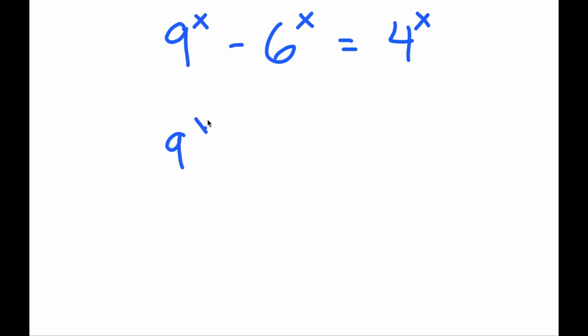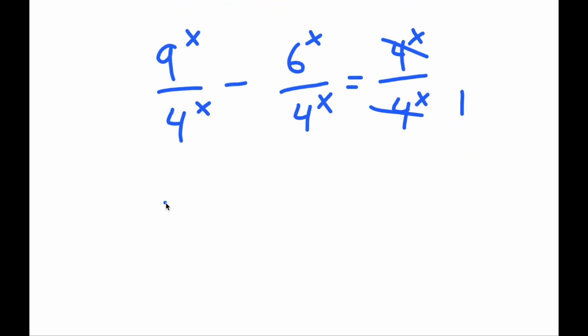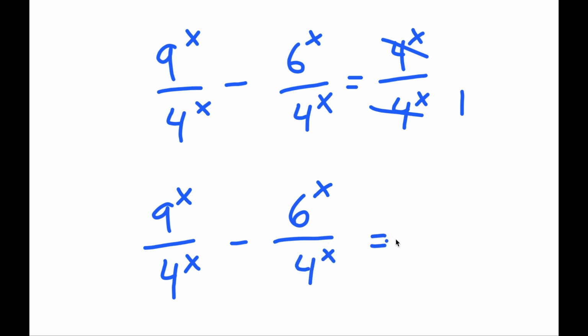Alright, so in this video, I'm going to solve the equation 9 to the power of x minus 6 to the power of x is equal to 4 to the power of x. To solve this, I'm going to start off by dividing every term by 4 to the power of x. So these two cancel out, and I'm left with 9 to the power of x over 4 to the power of x minus 6 to the power of x over 4 to the power of x is equal to 1.